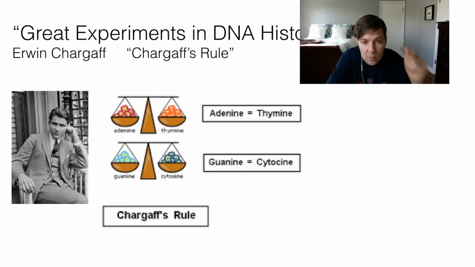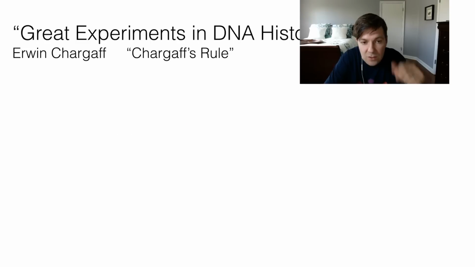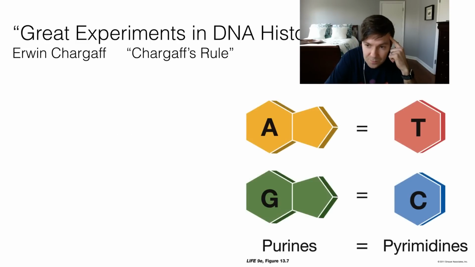Okay, we always say A goes with T, C goes with G. This was Erwin Chargaff. He chemically cut DNA apart and then isolated all of the bases. And what he found was however much A there was in an organism's DNA, there was that same amount of T, and however much C there was, the same amount of G. So we call this Chargaff's rule. He knew somehow that A and T had to be associated with each other, and G and C had to be associated with each other.